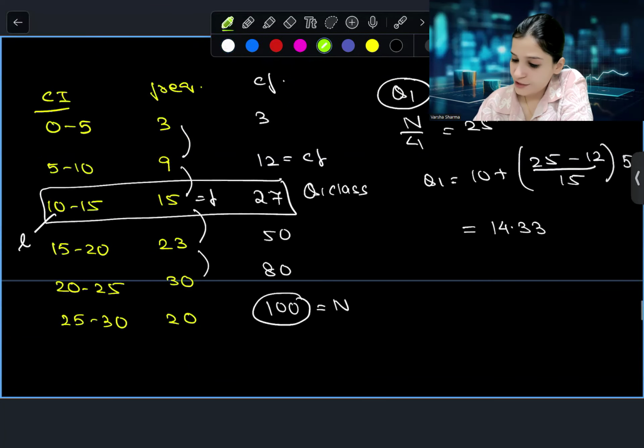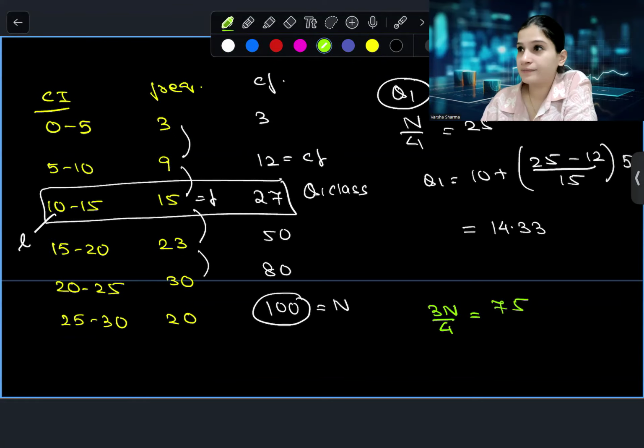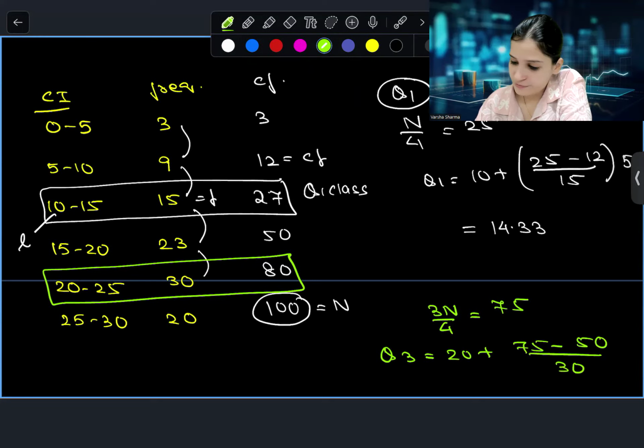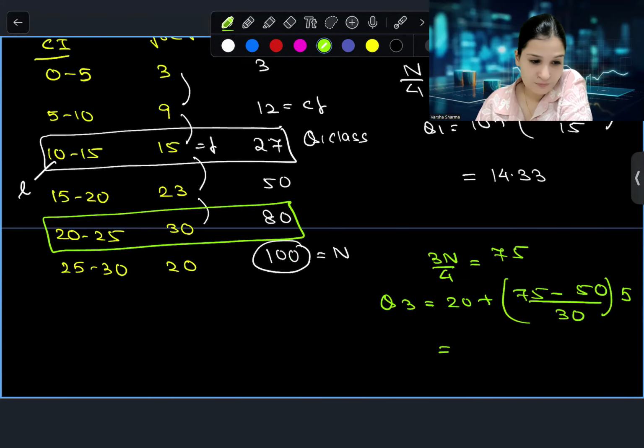Now, for finding Q3, we calculate 3n by 4. 3n by 4 is how much? 75. So, which one will be Q3 class? 20 to 25. So, Q3 is L plus (3n by 4 minus Cf, the previous one) by f into h. 24.16, 24.17.